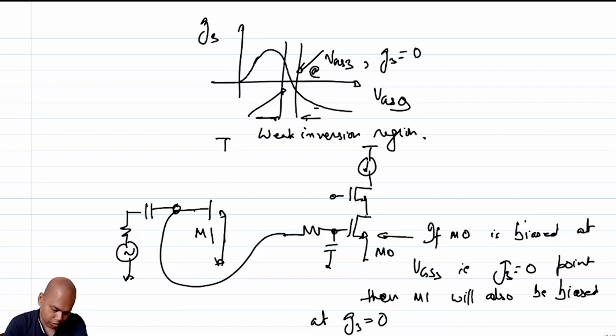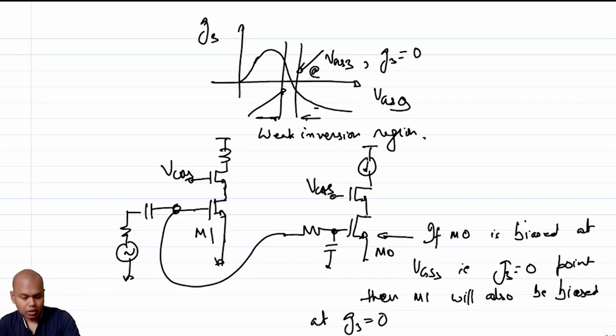Similarly, here also we know that generally we are going to have a cascode, not necessarily for matching purposes, but for kickback, distortion and gain performance. It's better to have a cascode. So this is VGS. If I bias it like this, and I ensure that M0 is also biased at G3 equal to 0 point, then M1 will also get biased at G3 equal to 0 point, and will be fine, right?